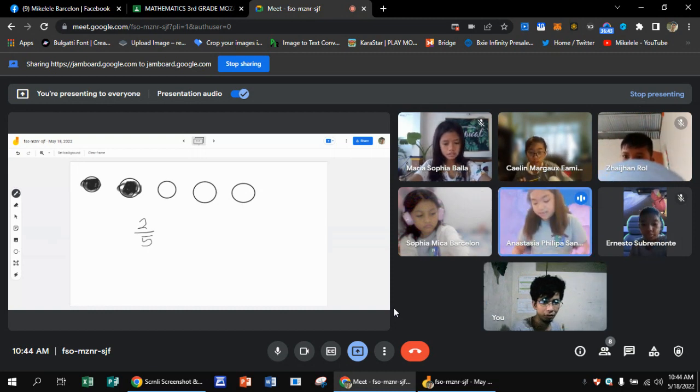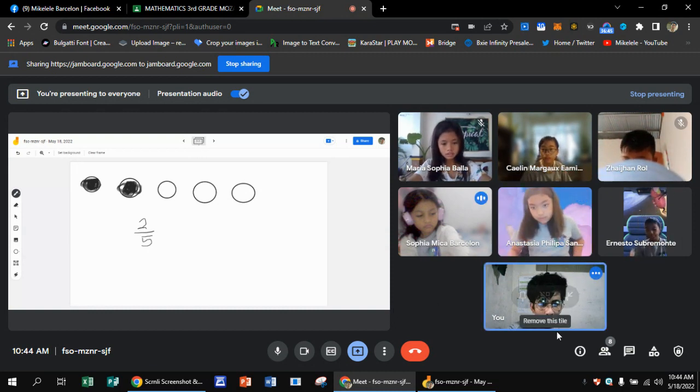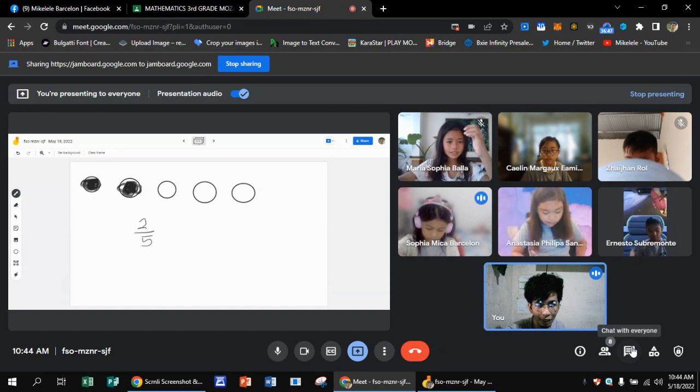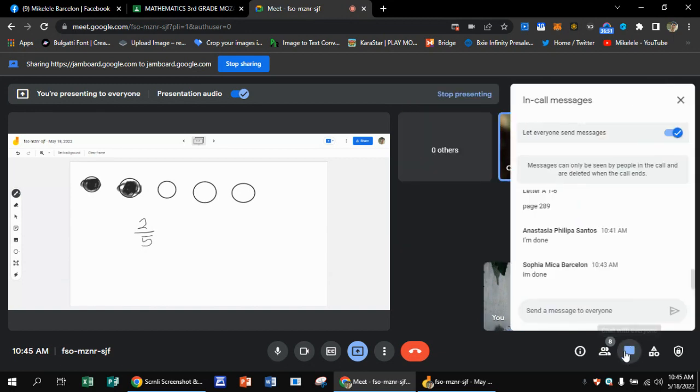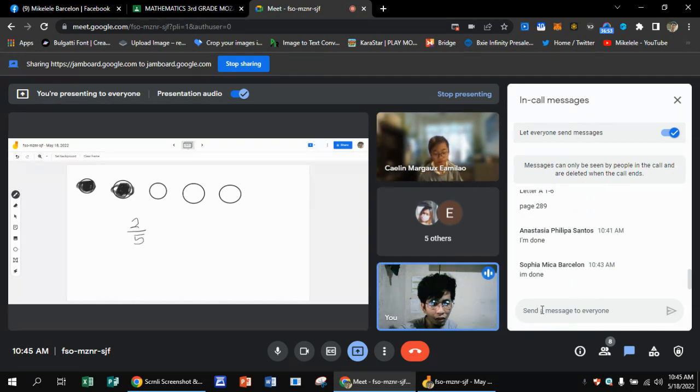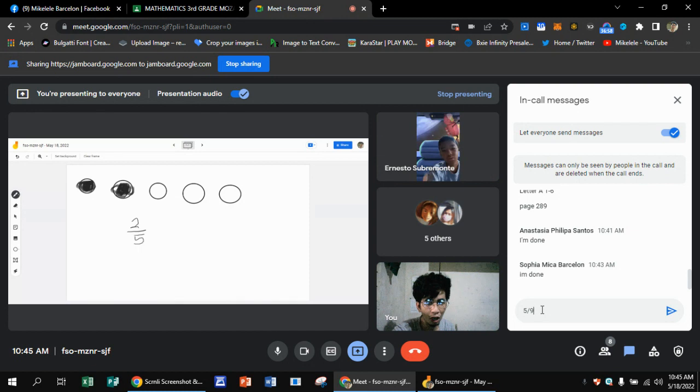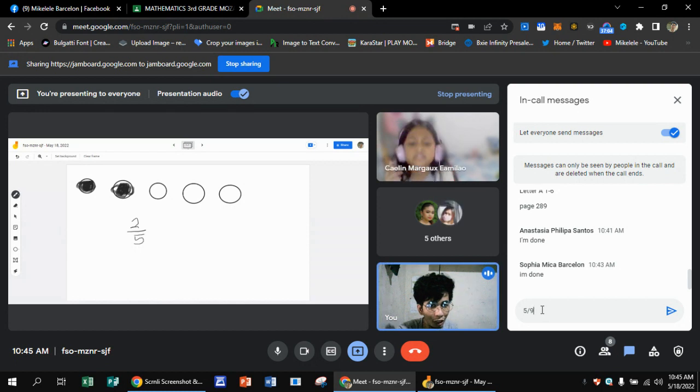5/9. Okay, 5/9. Is that all your answer in number 1? 5/9? Yes. So, your answer must be 5/9, because how many are all the shapes? We have 9 circles, diba?